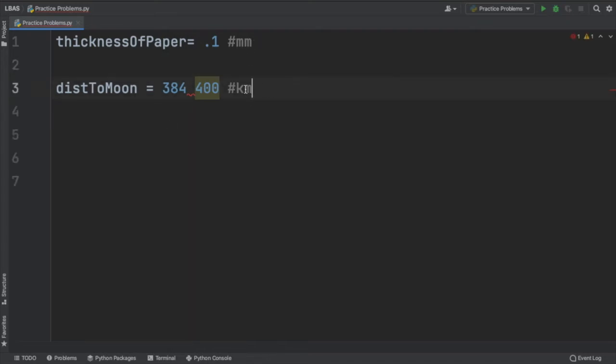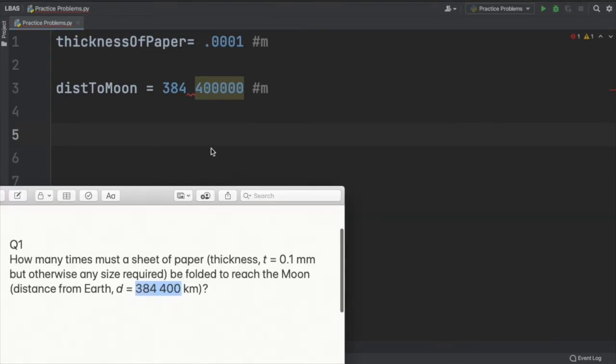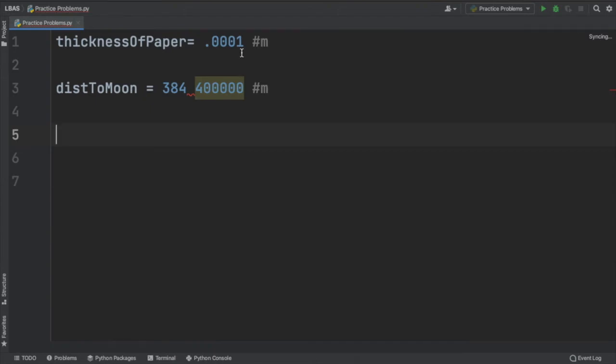So as you can see, these are two different units. So I'll convert this to centimeters and then from centimeters to meters, and I'll convert this to meters as well. Okay, so now this is meters and this is also meters. What's the question? How many times? A simple way to ask the same question is: how many sheets of paper must be stacked on top of each other to give us this much thickness?